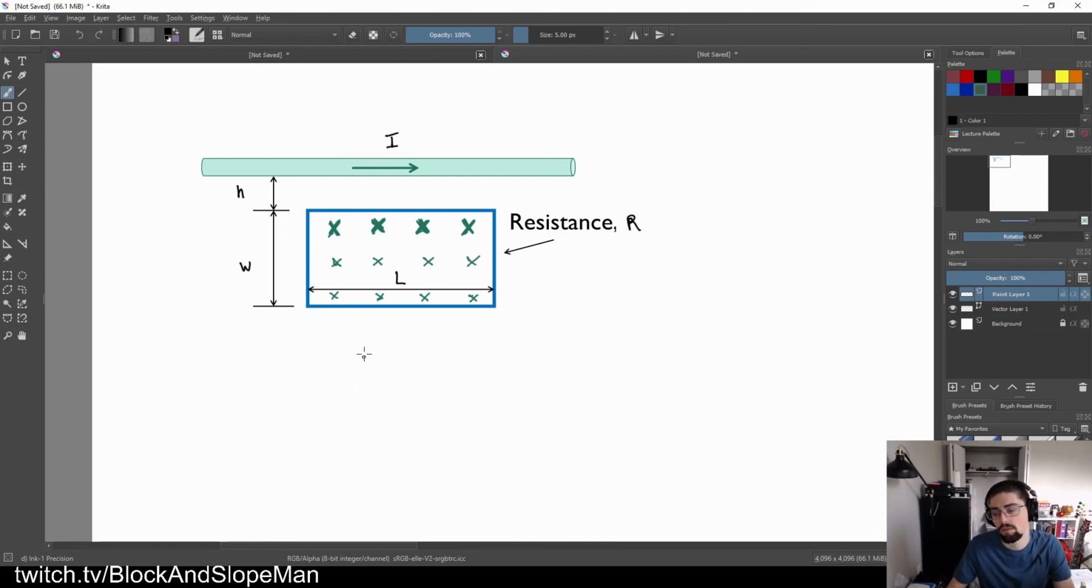Right, I wanted that to be in green, please. B is equal, and I'll go ahead and write that out. This is B here. B is equal to mu naught I over 2 pi r.